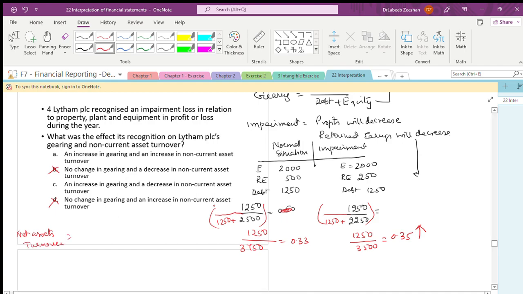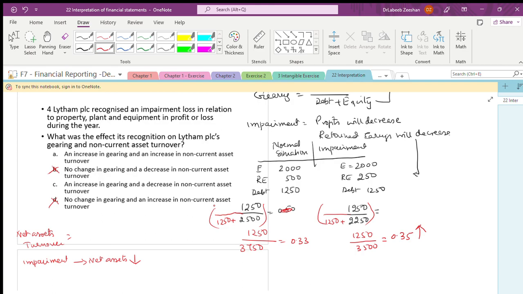See what happens. As simple as that. When there is an impairment, what happens to net assets? Net assets will decrease. Yes or no? Yes. Net assets will decrease.